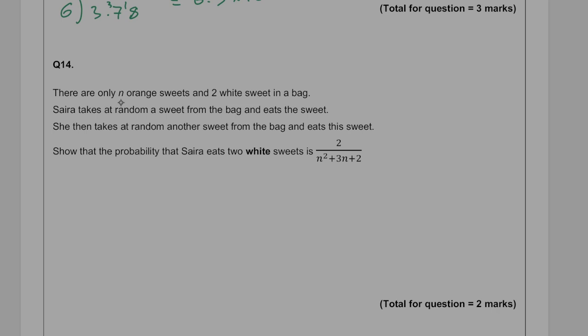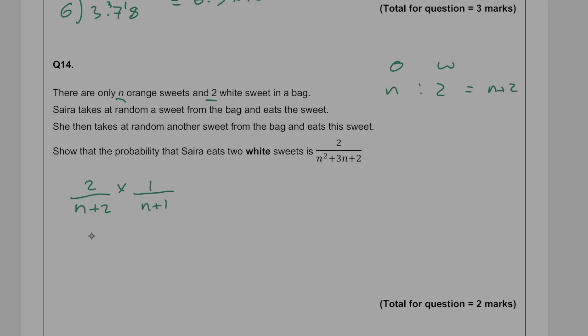Right, so n orange sweets and 2 white sweets, which means that there's a total of n plus 2 sweets in the bag. So to start with, the probability of taking a white sweet would be 2 out of n plus 2. The second time, for the probability of a second white, there are no longer 2 white sweets, there is now only 1 white sweet. And there are no longer n plus 2 sweets, there are only n plus 1.